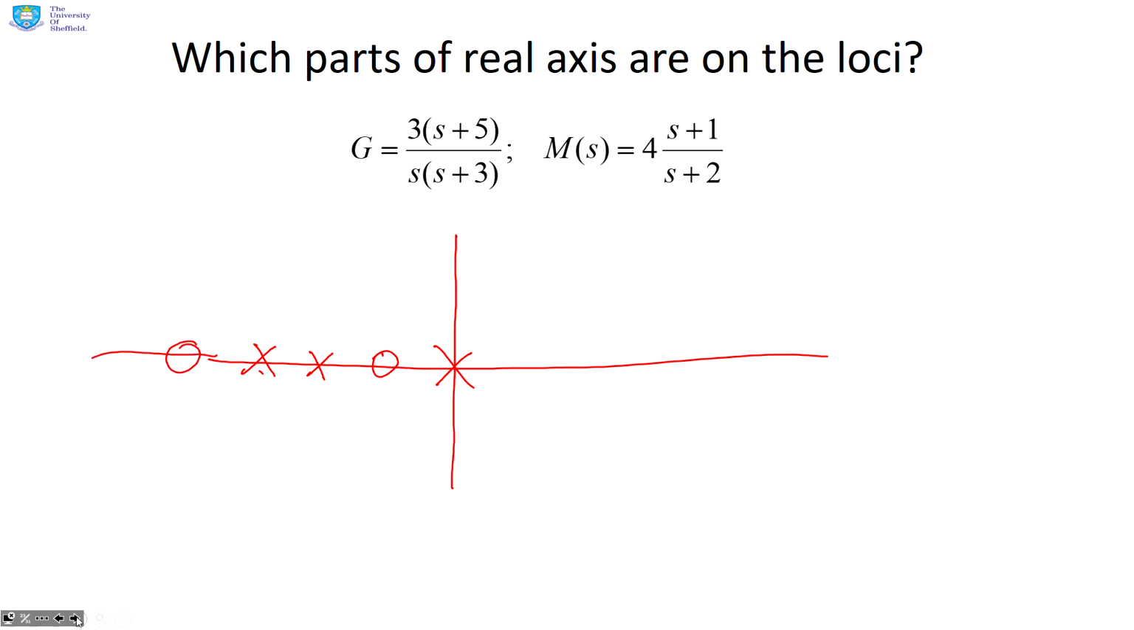And now I just need to look at which bits is there an odd number to the right. So in here it's 1 to the right, that's on the axis. In here it's 3 to the right, that's on the axis. In here it's 5 to the right, that's on the axis. So I put numbers there if you like, 1, 3, 5. So it's as simple and quick as that.